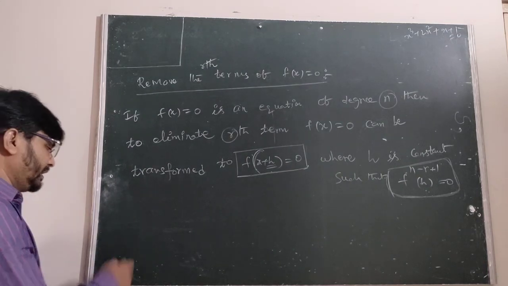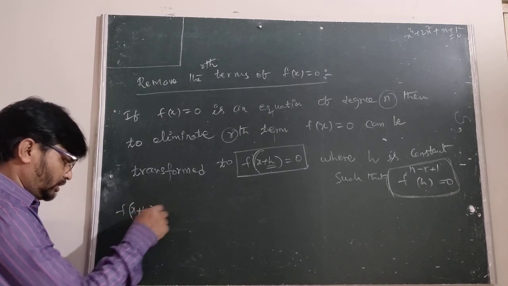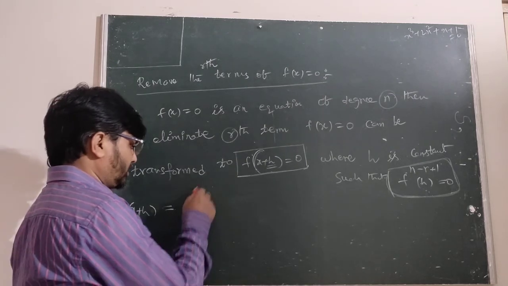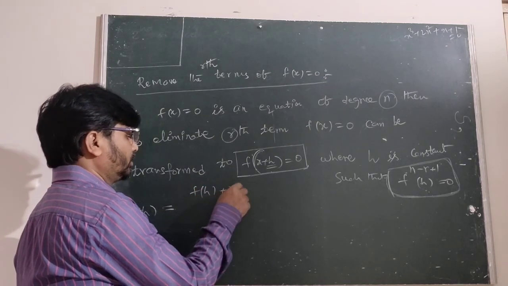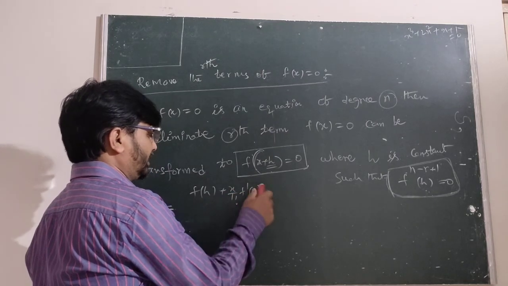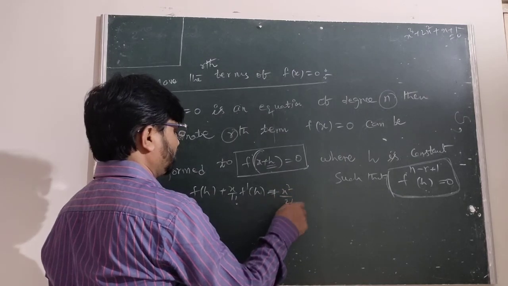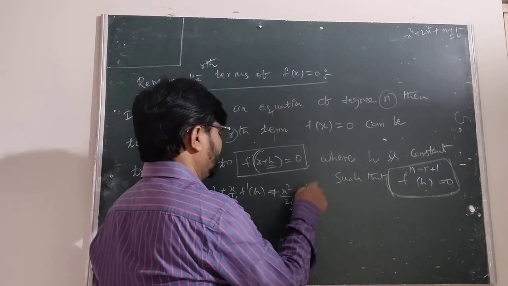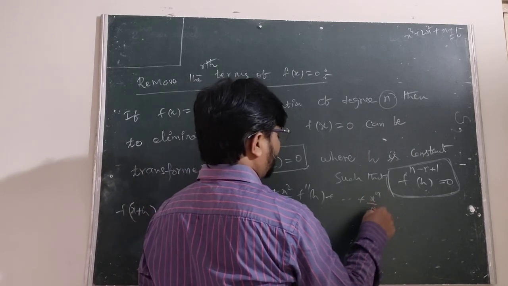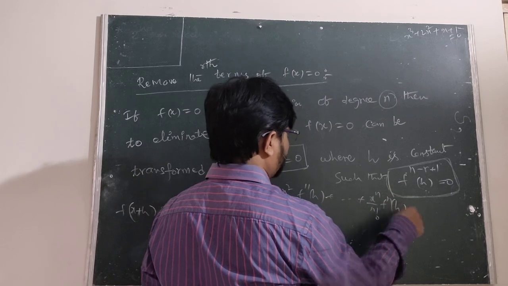Therefore, by Taylor's theorem, we know that f of x plus h is f of h plus x by 1 factorial into f dash of h and x square by 2 factorial into f double dash of h and so on, x power n by n factorial into fn of h.